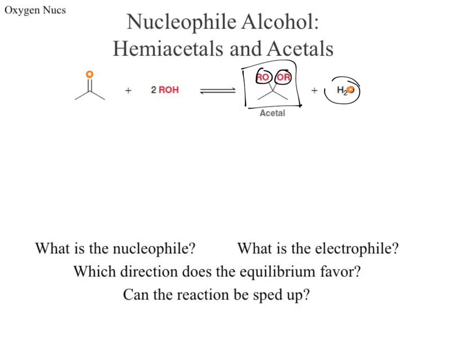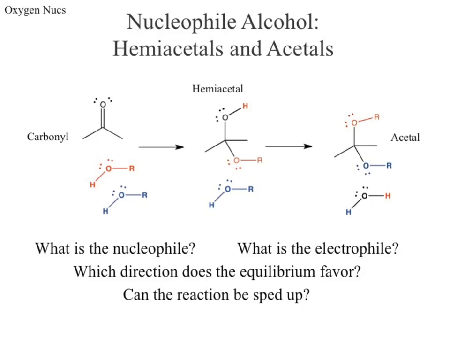We do run into some issues with this reaction, though. Okay? The biggest one is going to be equilibrium. Just like we talked about with our hydrates and water, we're in an equilibrium situation. So our reaction can go both forwards and backwards. And in most cases, it does not prefer the acetal.